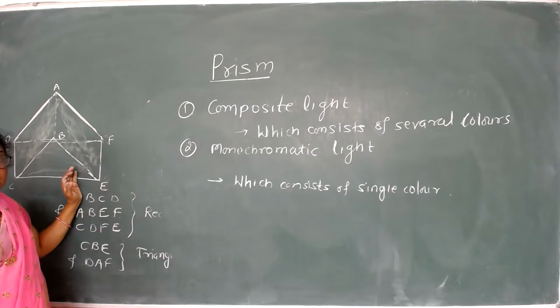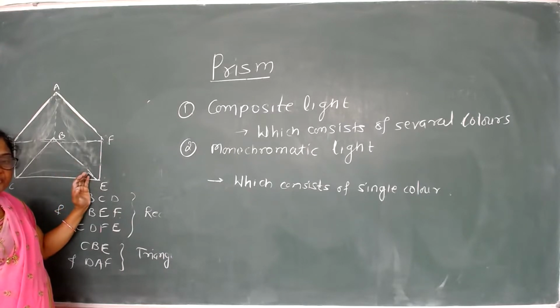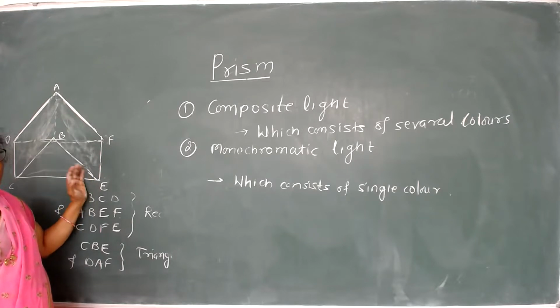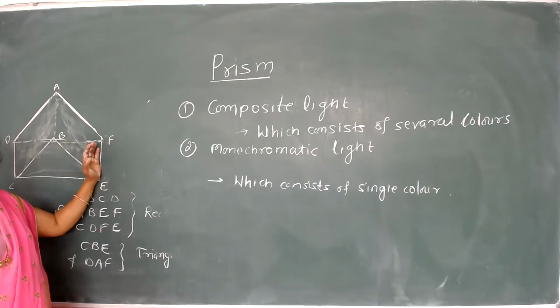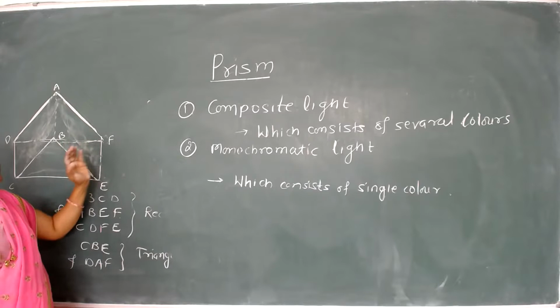Then in this class we derive the expression for the refractive index of a prism. We can find out on which factors the refractive index of a prism depends, or what the related formula for the refractive index of the prism is.